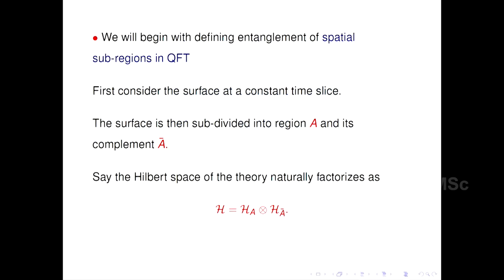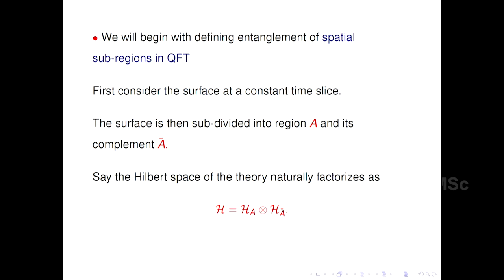So let's just begin with the definitions again, just simple. We begin with a spatial subregion in a CFT, and we consider it at a time slice, divided into two regions, A and A bar. A is a sphere for us in all the cases, actually, except the last, if I have time.